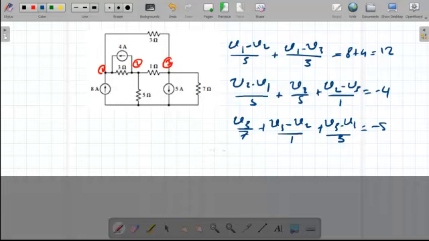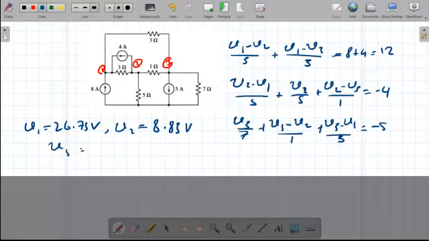So after we organize these equations and we solve them, we will get V1 equal 26.73. So please always check the solution of the set of the linear equations. V2 will equal 8.83 volt. V3 will equal 8.66 volt.